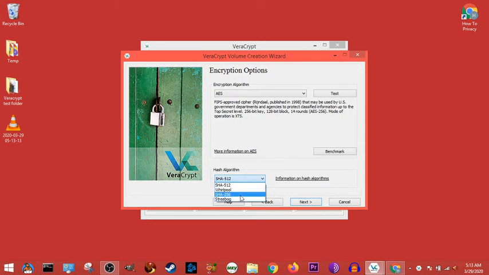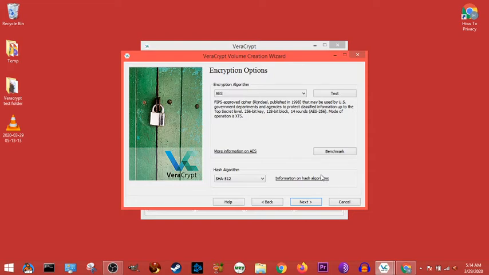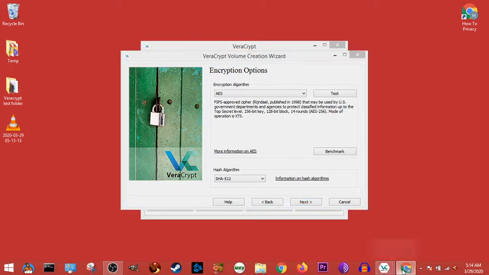In hash algorithms, we have four options: SHA-512, Whirlpool, SHA-256, and Streebog. We're going to be talking about SHA-512. If you want more information on hash algorithms, you can check out this link. It'll take you to the Beginner's Guide in VeraCrypt.